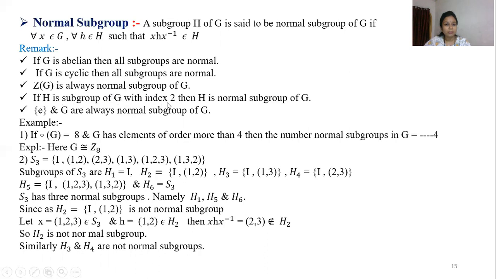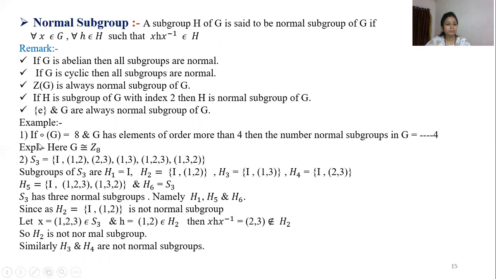If H is a subgroup of G with index 2, this is also important. If any subgroup has index 2 in the group, then that subgroup is a normal subgroup of G. And the singleton {e} and G are always normal subgroups of G. So G always has two normal subgroups: one is the singleton identity, and the other is G itself.